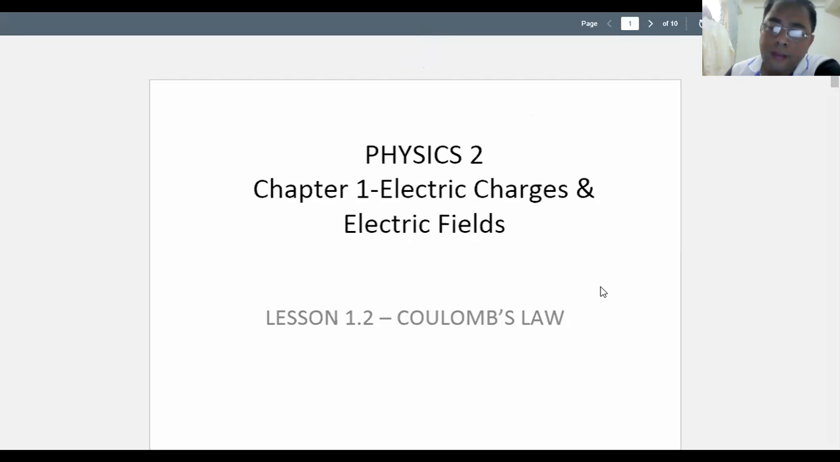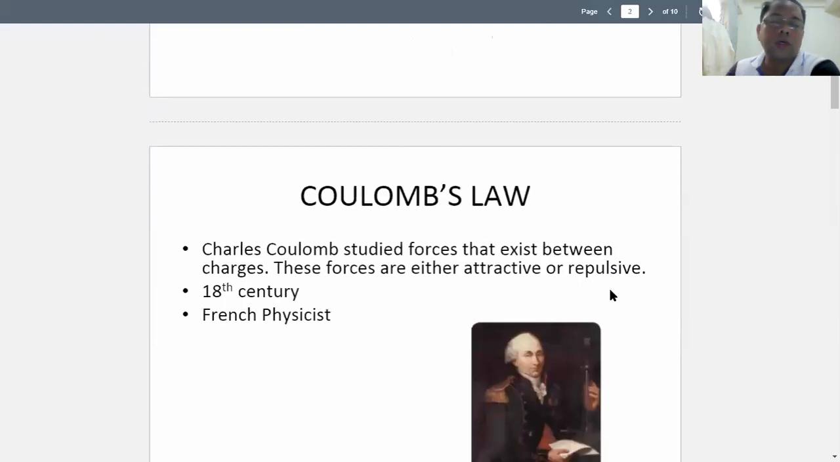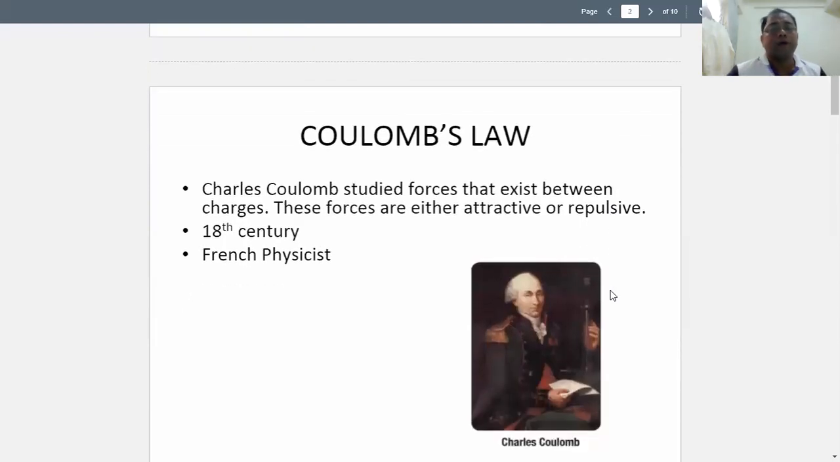So an electric charge is another quantity now which we could not incorporate into velocity, length, time or mass. Therefore we have to create a new one. So we have now Coulomb's law. Coulomb's law, after the famous scientist in the 18th century, a French scientist, Charles Coulomb.